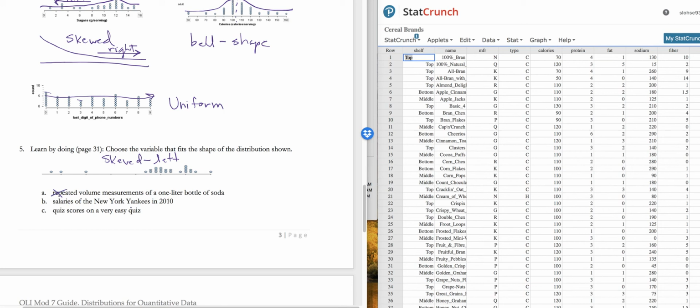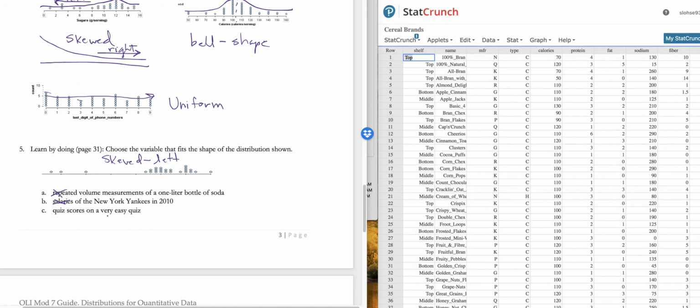Salaries of New York Yankees. Well, baseball salaries, like most everybody else's salary, in fact, matches a skewed right distribution. There will be a lot of data with salaries at the very low end of the scale. If you're a baseball fan, think of all those guys on the team that you never even see because they hardly get to play. All of their salaries are down here, and then you would have a few very star athletes with a salary in the high end. So salaries do not match this distribution.